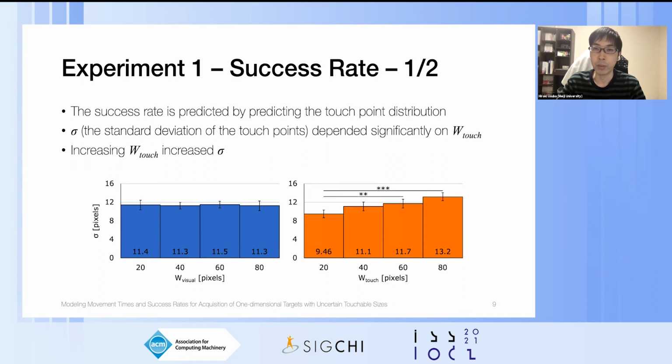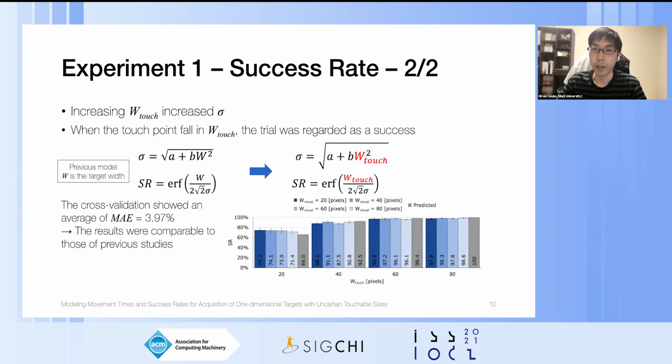The success rate is predicted by predicting the touchpoint distribution. We found the standard deviation of the touchpoints depended significantly on the touchable width. Increasing the touchable width increases the sigma. Again, we found increasing the touchable width increased the sigma. Plus, in the task, when the touchpoint fell in the touchable width, the trial was regarded as a success. So, on the basis of the fact, the previous model can be converted as shown on the screen.